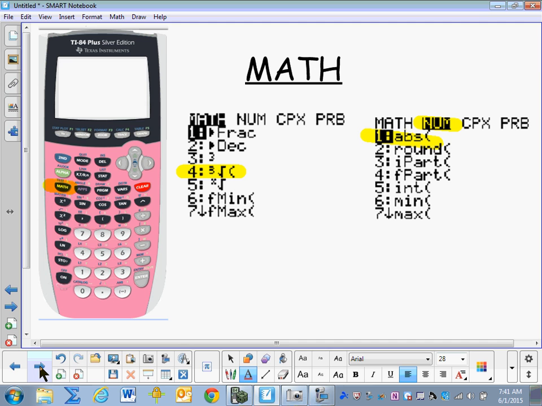We've also used the math key. Math number 4 will give you a cube root key, so you can take the cube root of a number. And also, if you hit math num, there's the absolute value key.